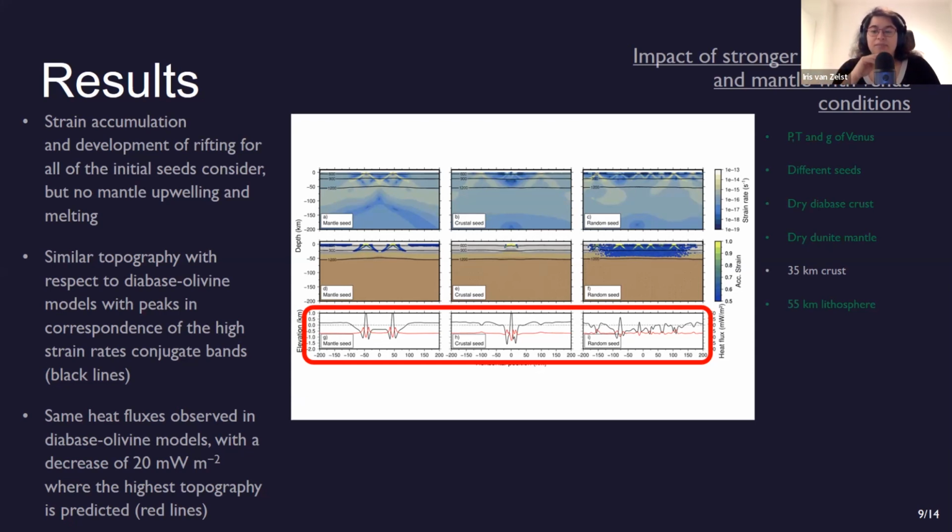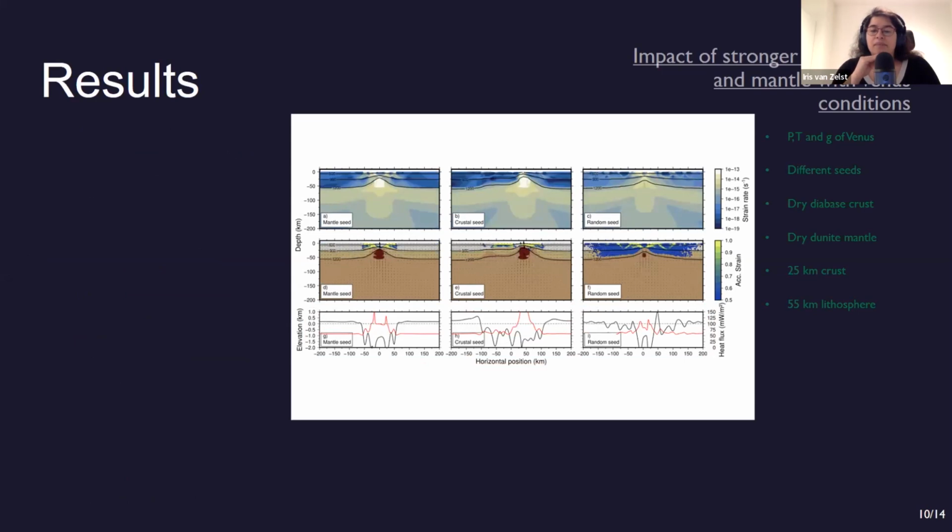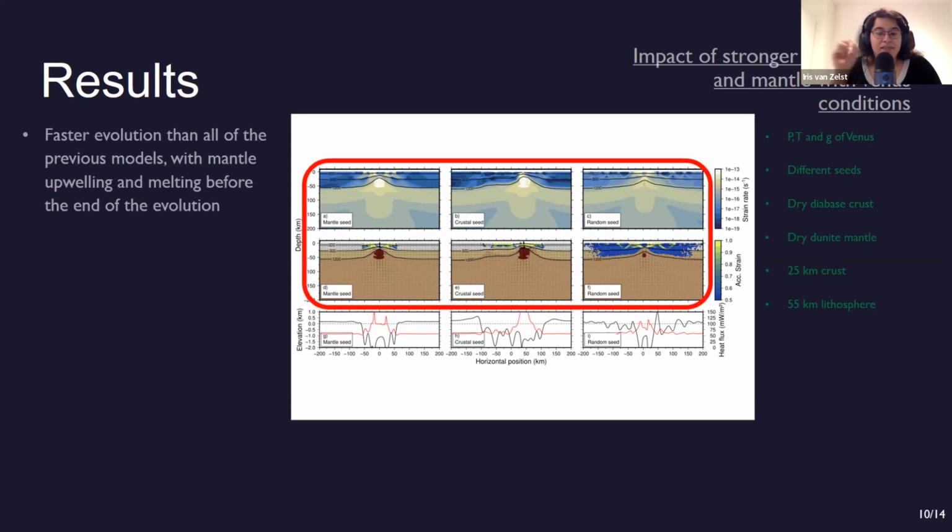So in the next slide, we thought, okay, what if we then combine the strong crust with the strong mantle and the thin crust? Because again, just now we had 35 kilometers and now we have 25. And then we see the following. As if you click on next, it all goes a lot faster, and we see this rift-like structure, this upwelling of the mantle, as well as melting.